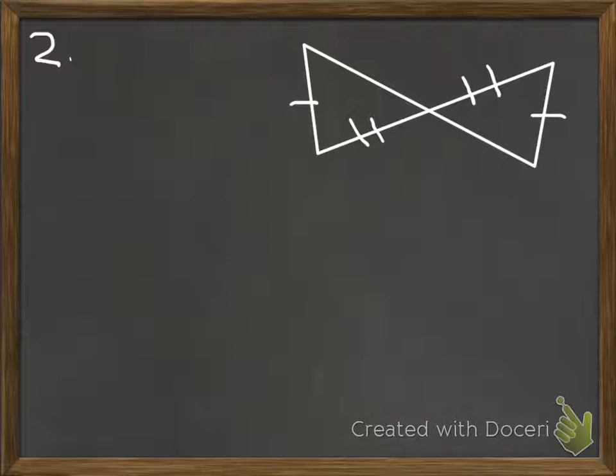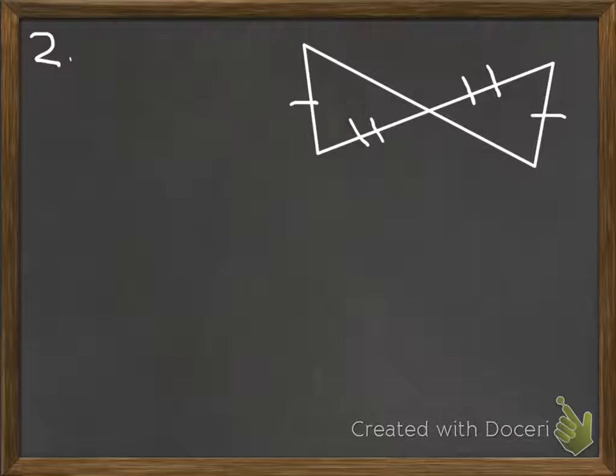Alright, this is Unit 4, Lesson 3 homework from your book, page 189. First one we're going to do is number 2. The question is, which postulate, if any, could you use to prove that the two triangles are congruent? So looking at this triangle, what postulate could we use to prove that these two triangles are congruent?